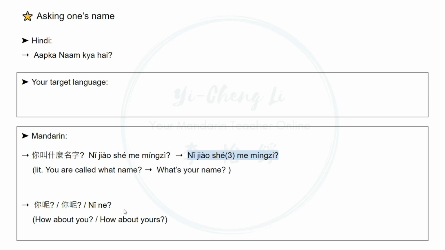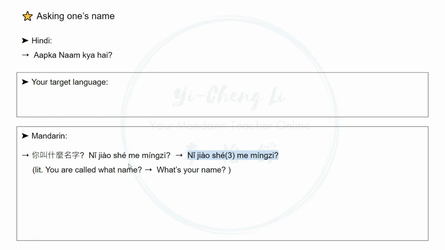For example, you are shopping. How much is this? And then they say 10. And you want to say, how about that one? You are talking about a question already, and then you want to substitute it with another one and ask the same question as the previous one. Then you can use blah, blah, blah, ne. Okay? So in this case, 你呢? How about you?